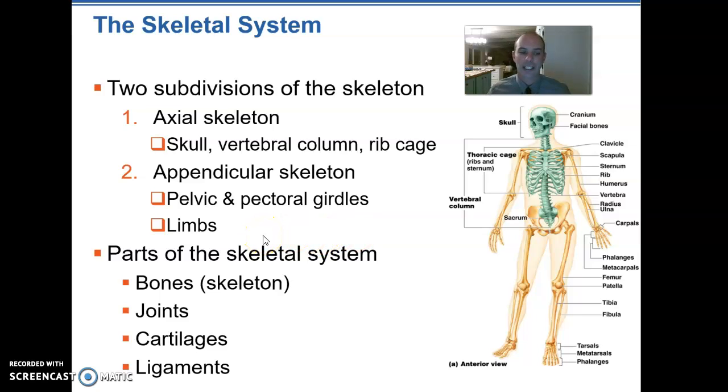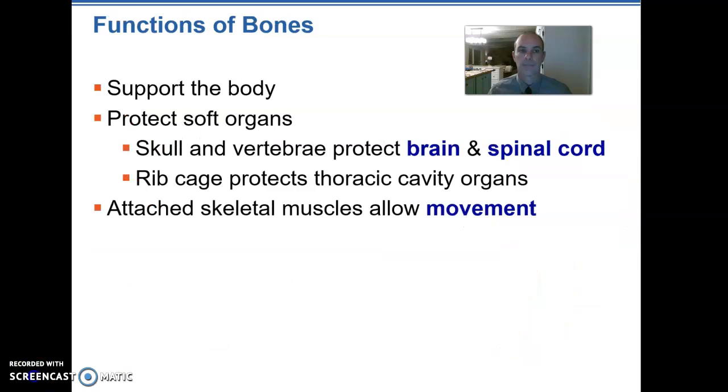Other parts of the skeleton include bones, joints, cartilage, and ligaments. Now this unit is mostly on the bones. We do a little bit of the joints as well, but that's pretty much all we're going to cover in this unit. So what's the function of bones? Well, they support the body. Support and protection are their main two things that they do. They protect the soft organs. The skull and vertebrae protect the brain and spinal cord. The rib cage protects the thoracic cavity organs.